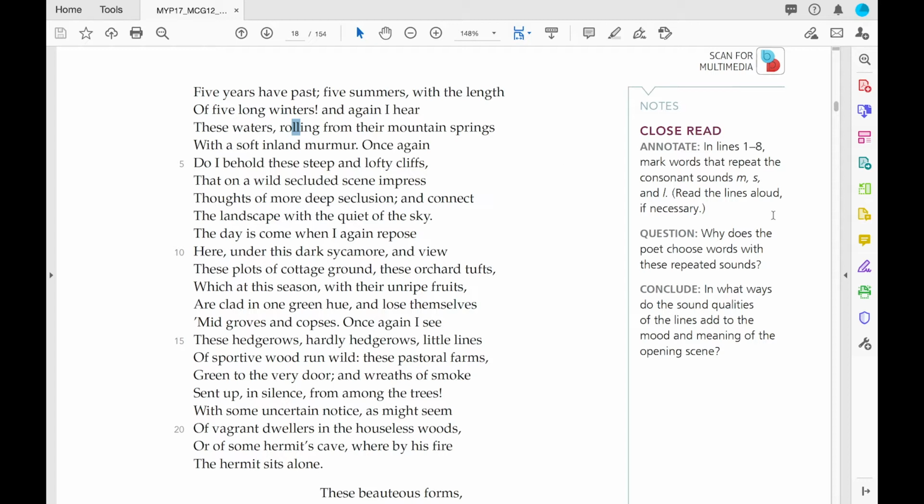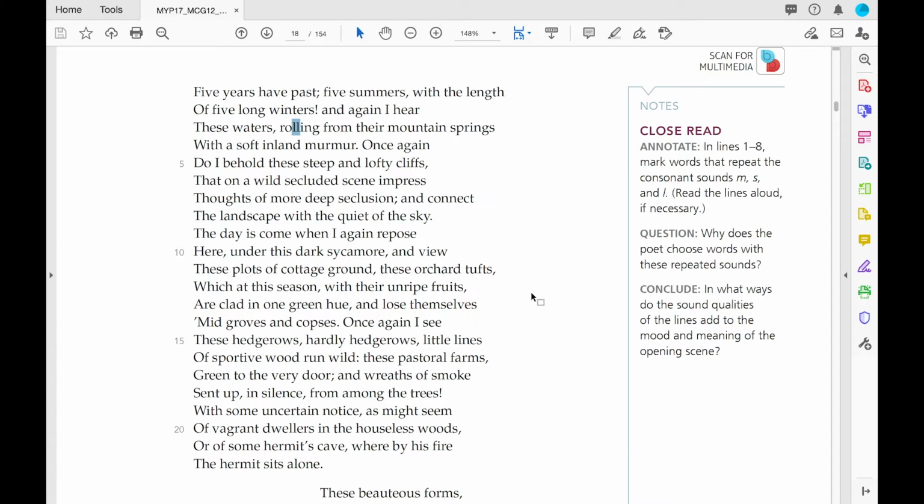Now, why does the poet, which is Wordsworth, why does he use these repeated sounds? And in what ways do these sound qualities of the lines add to the mood and meaning of the opening scene? All right, so you need to answer that.